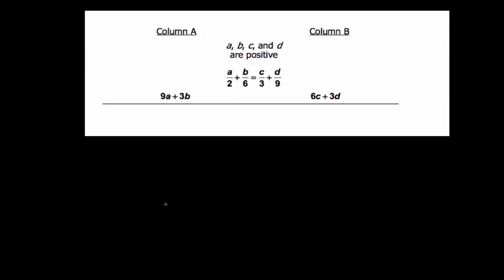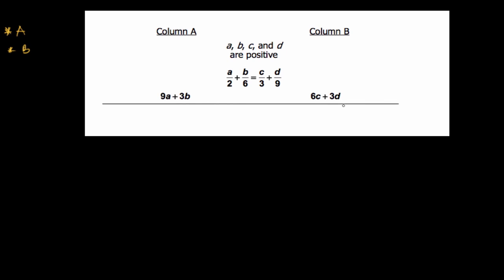Alright, this is question number 3. Don't forget the format of this question. Whenever you have a question like this, if you choose option A, that implies that the quantity A is greater than the quantity B. When you choose B as your option, it implies that the quantity B is greater than the quantity A.